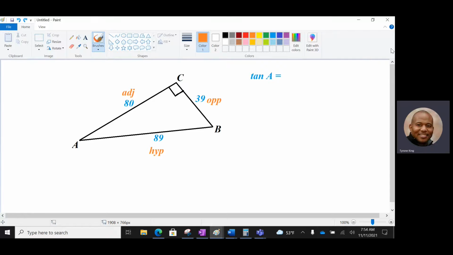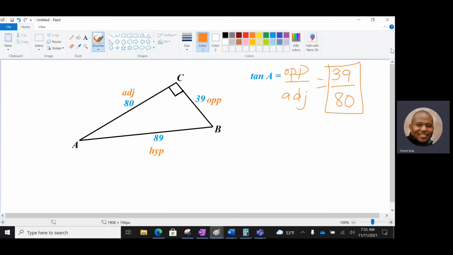But on this one, we're talking about the tangent of A, and the tangent of A is opposite over adjacent. If you look, the value of the opposite side is 39, and the length of the adjacent side is 80. I apologize. So you should get 39 over 80. That was just a brief review of what we've done over the last 2 days.